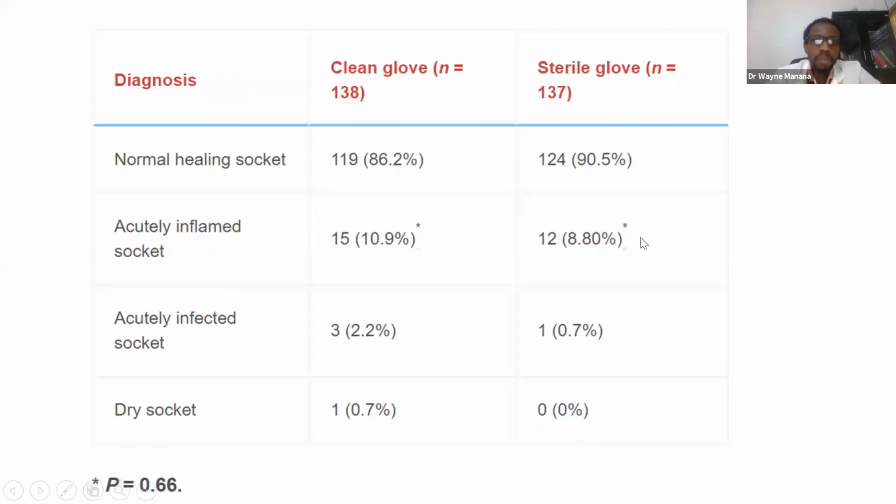So what then that basically means is, in fact, before I make a conclusion, they also evaluated all the patients in the two categories, and they realized that there was normal healing in up to 86% for the clean glove and 90% for the sterile. And the incidence of infections, the acute infection was 2.2% for clean gloves and 0.7% for sterile, and the dry socket was 0.7% for the clean glove and 0% for the sterile gloves. So before we draw conclusions based on these results, they realized that there was no statistically significant difference between using clean gloves and sterile gloves.